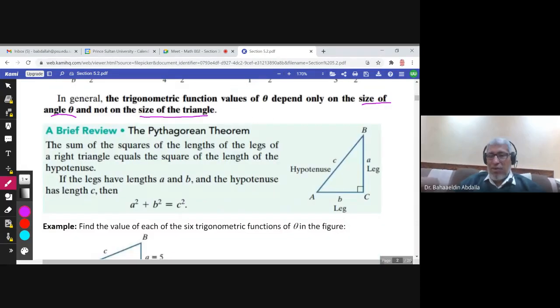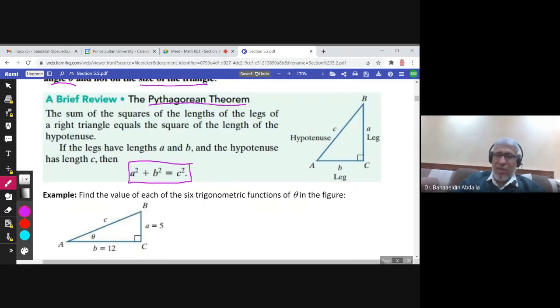Remember the Pythagorean theorem. The Pythagorean theorem says if you have a right triangle and C is the hypotenuse, and this is A and this is B, then A square plus B square equals C square. The sum of the squares of the two legs equals the square of the hypotenuse. We will be using it to find one of these 3 sides. So he will give me 2 sides, and I will use the Pythagorean theorem to find the length of the 3rd side.